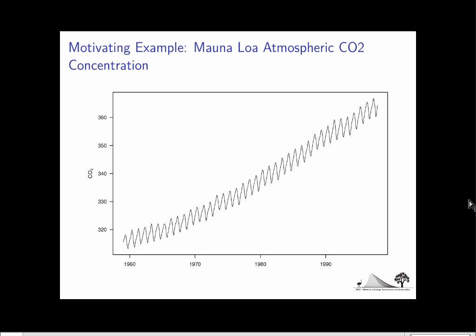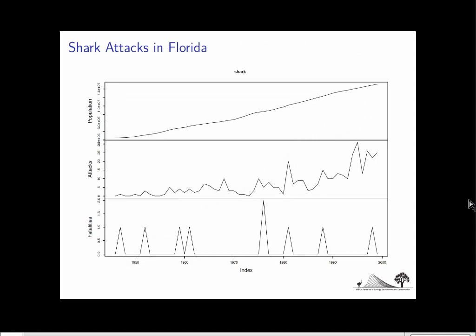Autocorrelation. Shark attacks, but I put this in specifically so that you see it's not always just normal data. These are counts. The Florida population increases, number of attacks increases, and number of fatalities. So these are specific counts, rare things that happen over time.